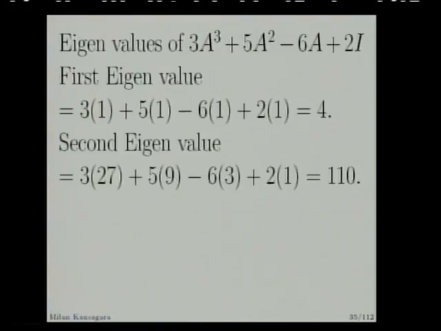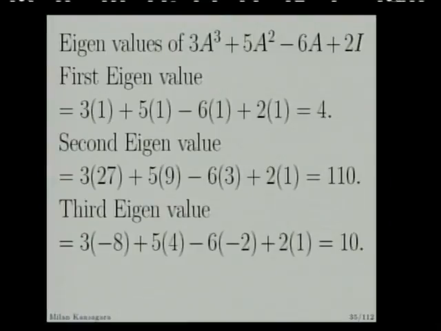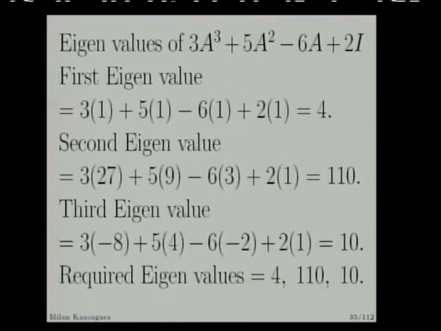So it is 4. The second eigenvalue of A is 3, so its cube is 27, 9, minus 3 and 2. Third eigenvalue. So the required eigenvalues are 4, 1, 1, 0 and 10.